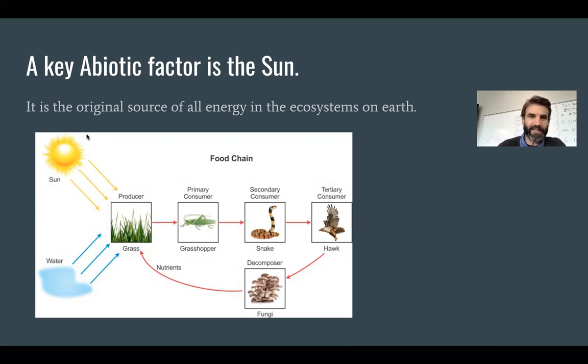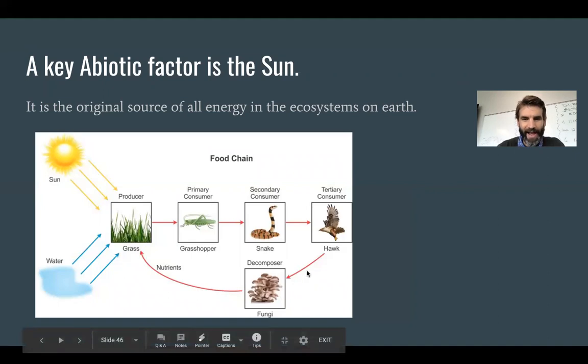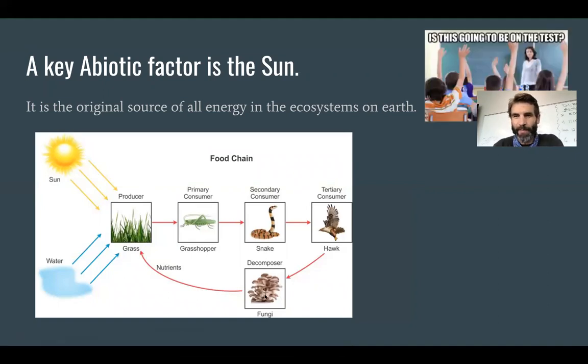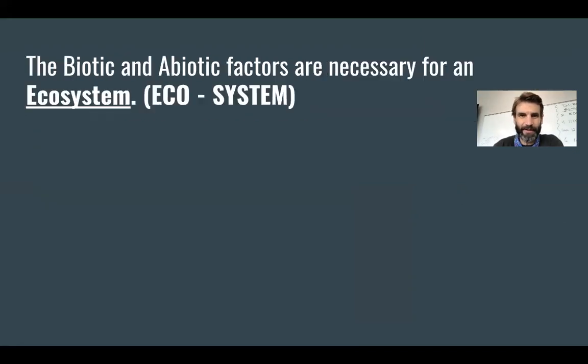And we noticed that the sun is the major source of energy that goes into grass. And then the energy moves with these arrows along the food chain and eventually back after the decomposers break it down. And then we put this little symbol here that says, yeah, this is going to be on the test. You'll have to know that the sun is the original source of all energy on Earth and in the ecosystems.